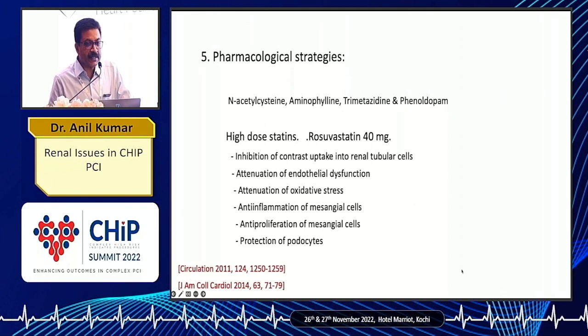Regarding the pharmacological strategies, agents such as N-acetylcysteine, aminophylline, trimetazidine, and fenoldopam were found to have some effect in reducing acute kidney injury in smaller trials, but larger trials failed to demonstrate any of this. And high-dose statin has been found to reduce AKI. There are many mechanisms proposed, and the current guidelines recommend the use of high-dose statins before PCI.